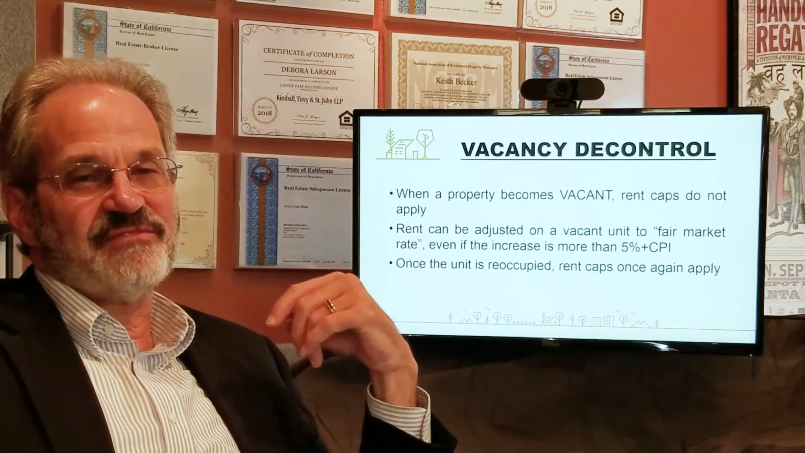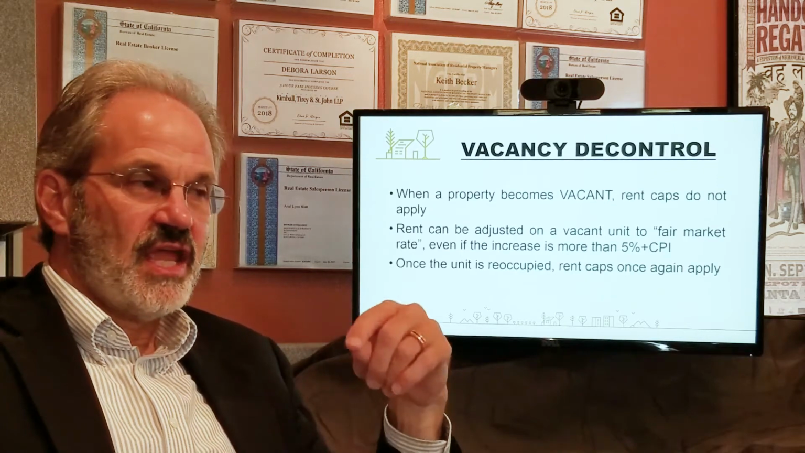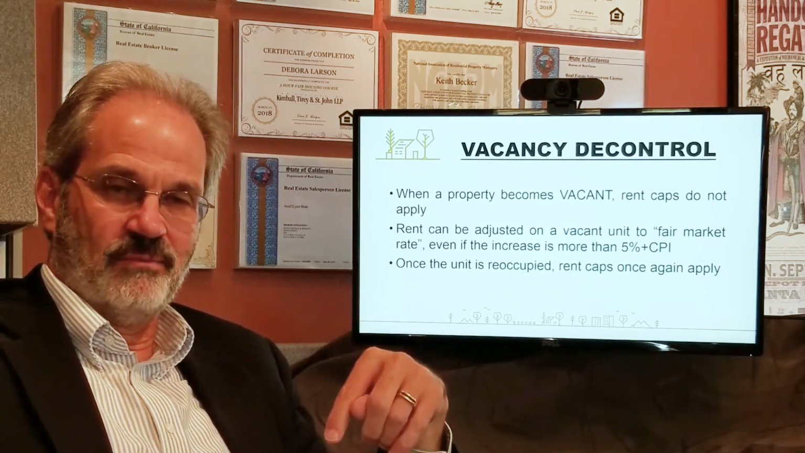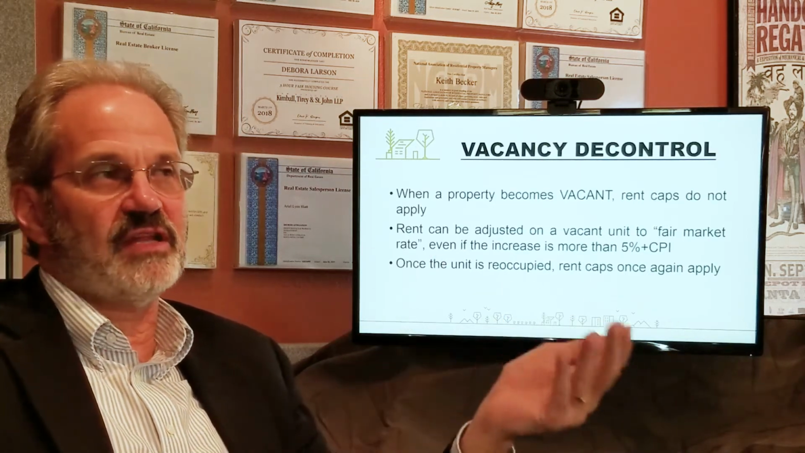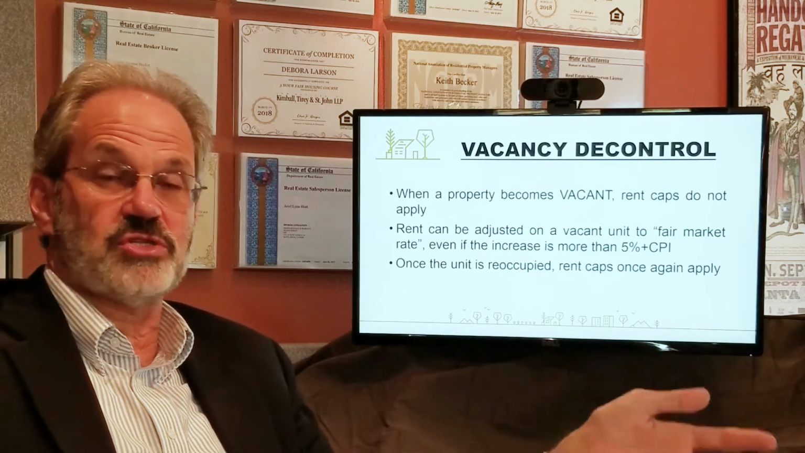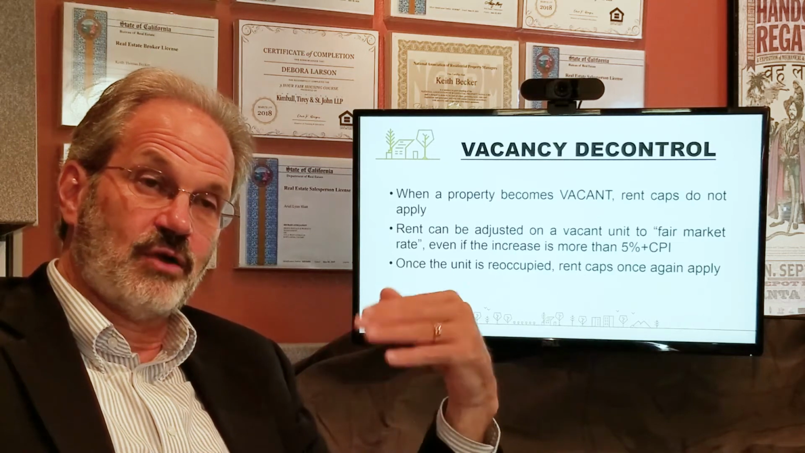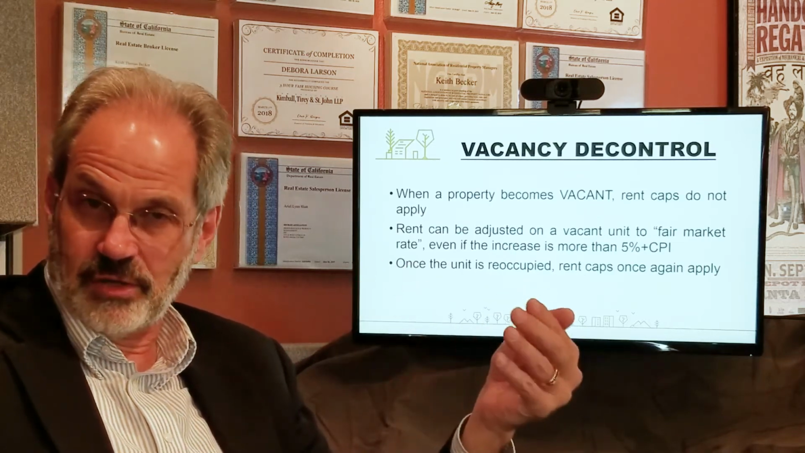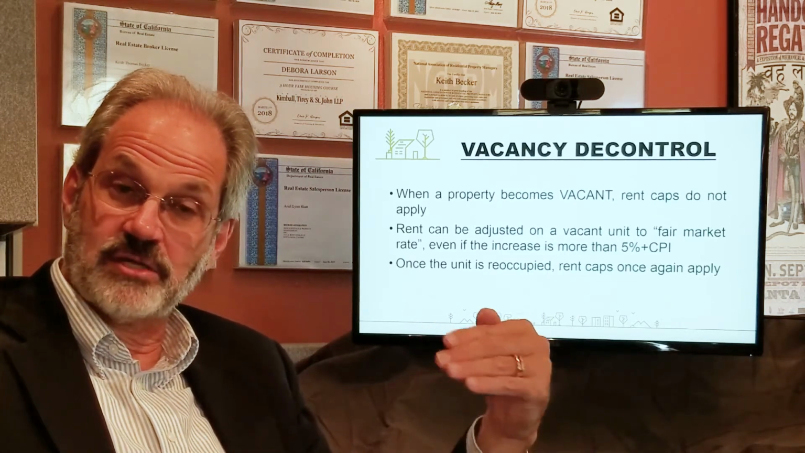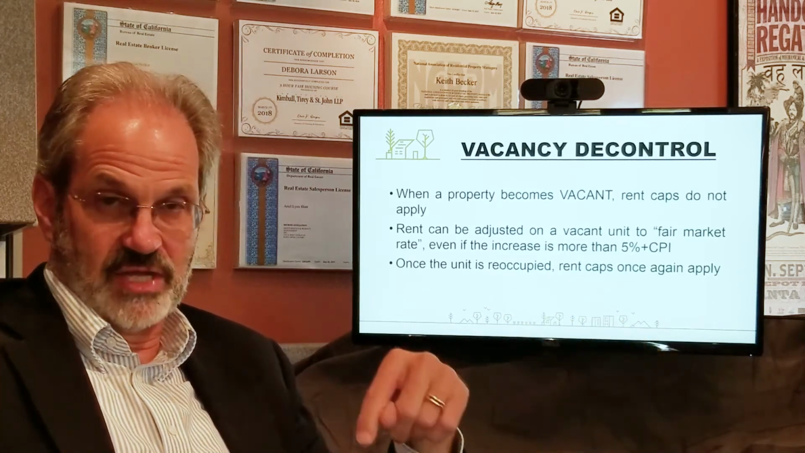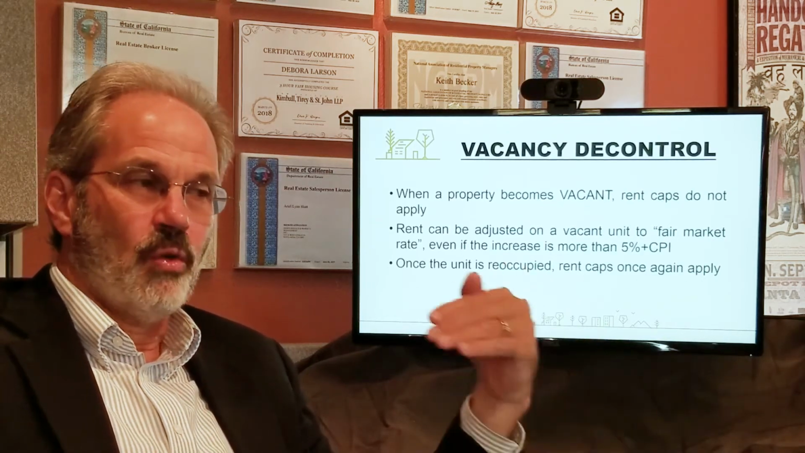When a property is vacant, this calculation no longer applies. If you have a property that is vacated, you can adjust it to whatever the market will bear. So if you've got a tenant who's been living in the property and it's a 3-bedroom house, and the 3-bedroom house is worth $2,500, but the tenant's been paying $1,500, you're not required to increase the rent to only $1,600. You can actually increase the rent to whatever the market will bear at that time. However, once a new tenant moves into that property, all of these regulations in terms of rent caps once again apply.